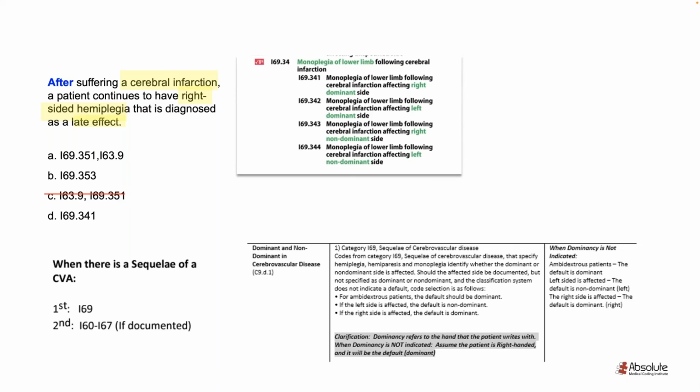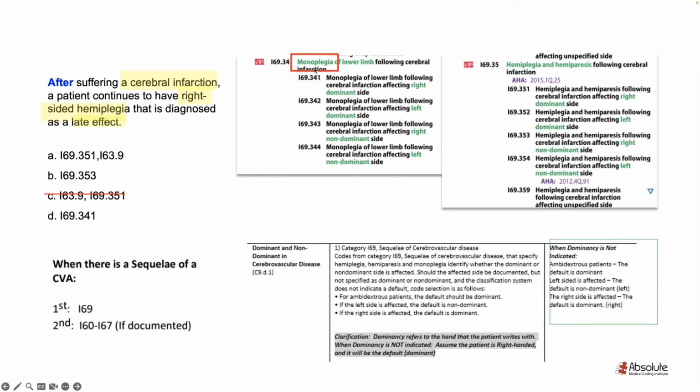All right, so let's go ahead and look up these codes. All right, so I69.34, this is the subcategory for monoplegia. In our scenario, our patient has hemiplegia. So I69.35, that's coding for hemiplegia and hemiparesis, is what we're going to use, this subcategory. So we're going to eliminate the I69.34 category.